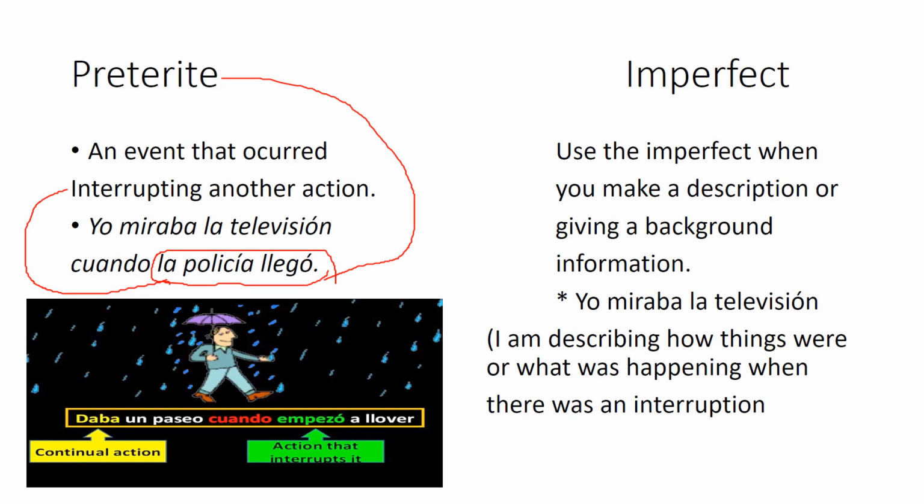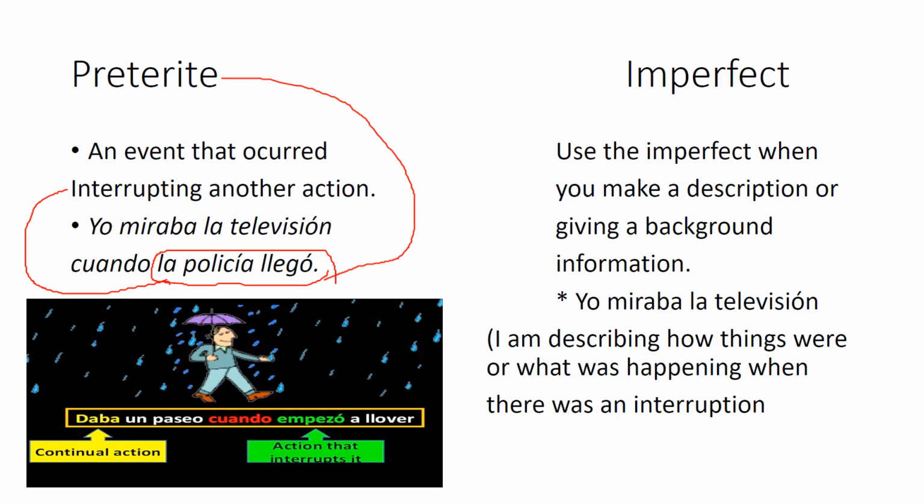Take a look at the example below. Daba un paseo, I was walking, cuando empezó a llover, when it started raining. Daba un paseo, I was walking, is the continual action. Cuando empezó a llover is the action that interrupts it.